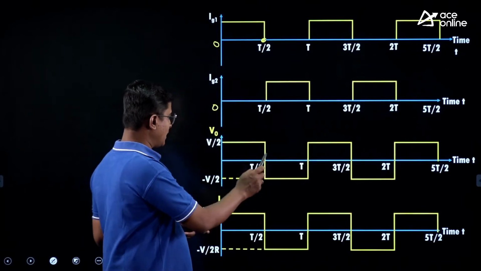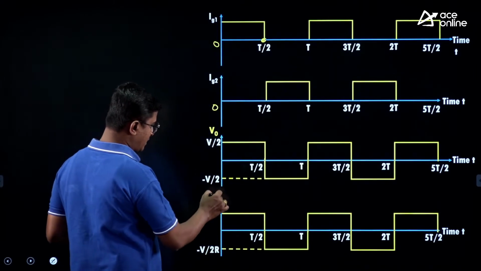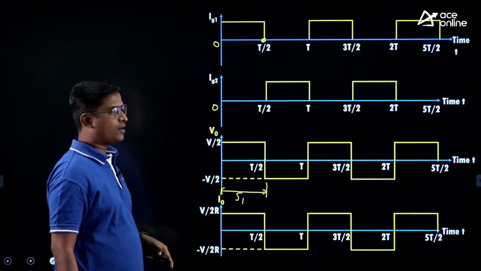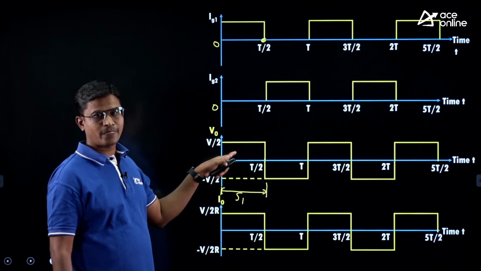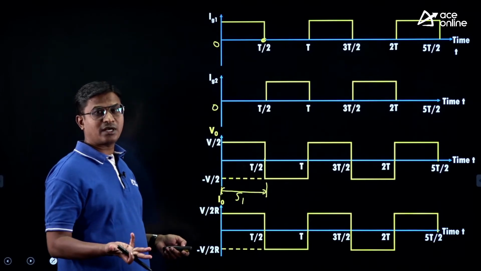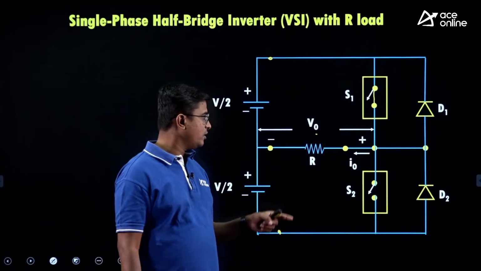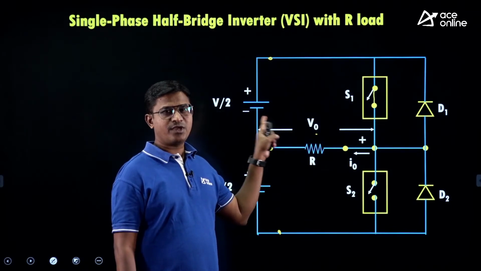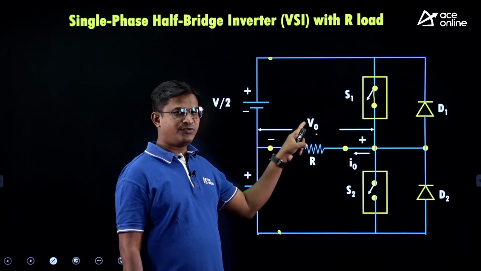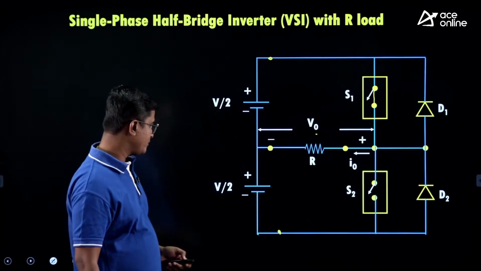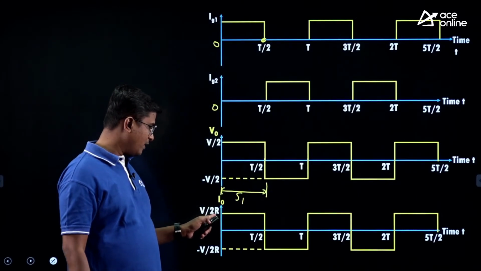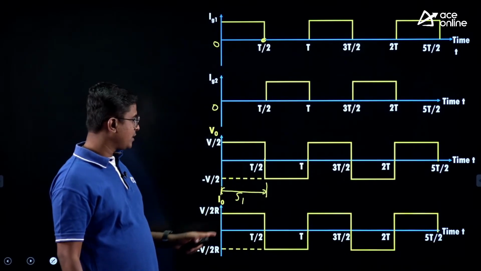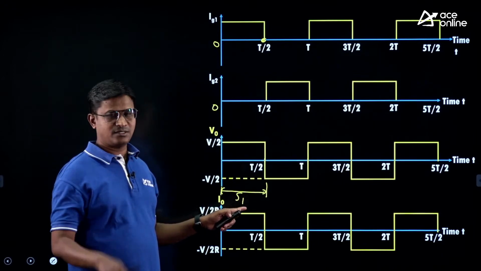So during 0 to T by 2, switch S1 will be in conduction mode, and the output voltage is V by 2. Next, what is the output current? According to Ohm's law, V0 is equal to I0 into R. So if my V0 is V by 2, then I0 is V0 by R, that is V by 2R. Check here, V by 2R and this is V by 2. During 0 to T by 2, only switch S1 will be in conduction mode.